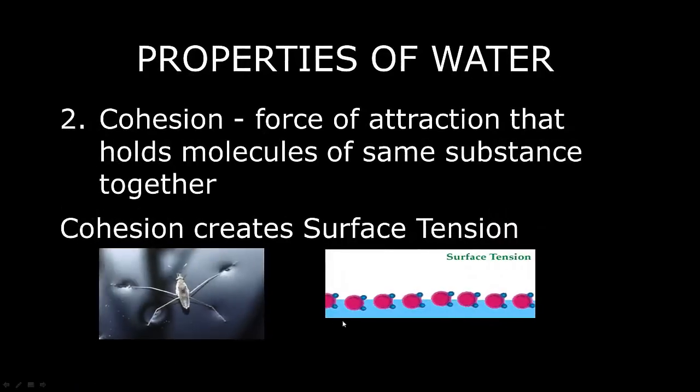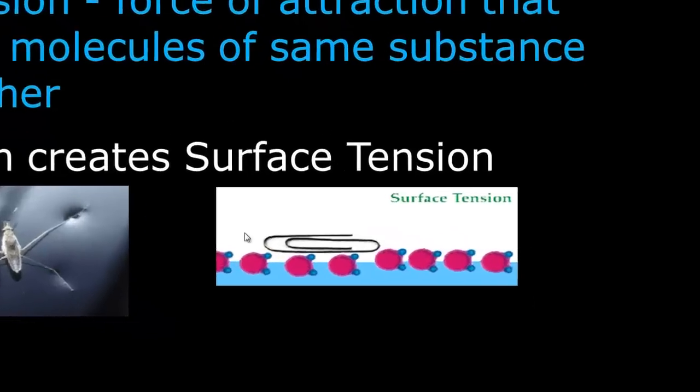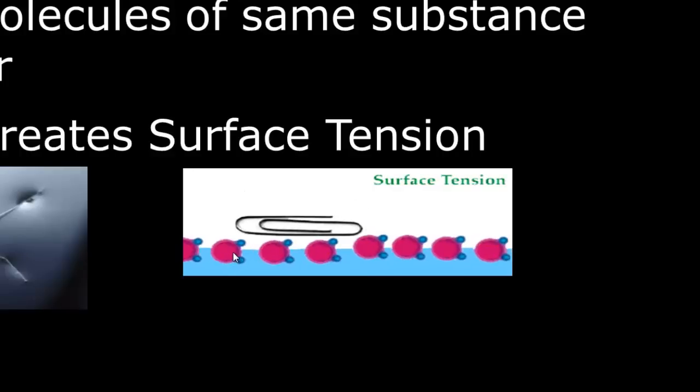Second property of water is cohesion. Now, the properties that we're talking about are due to the hydrogen bonding of water. Cohesion is just the force of attraction that holds molecules of the same substance together. So we talk about water molecules, like right here. Here's a water molecule. And because of its hydrogen bonding, they attract each other. You have this little bond right here going because of that.